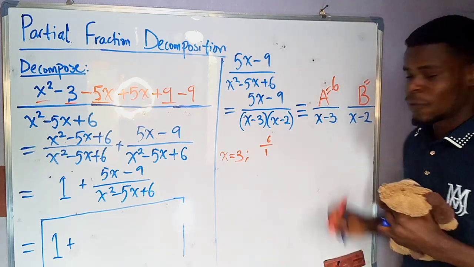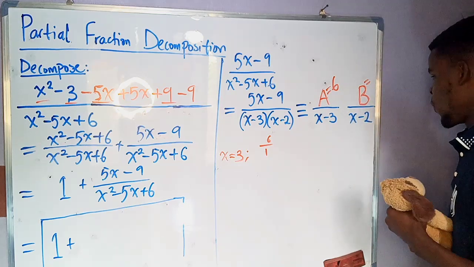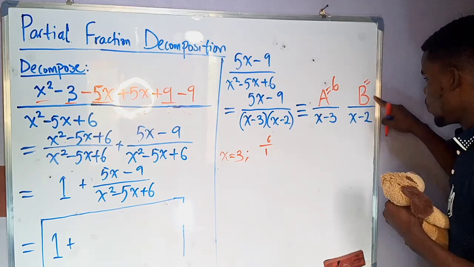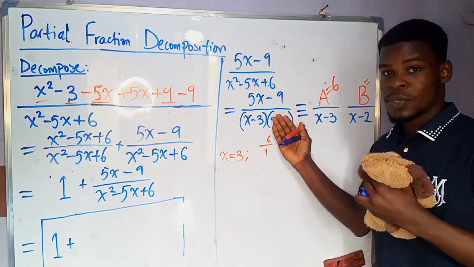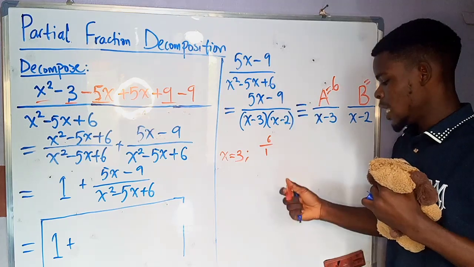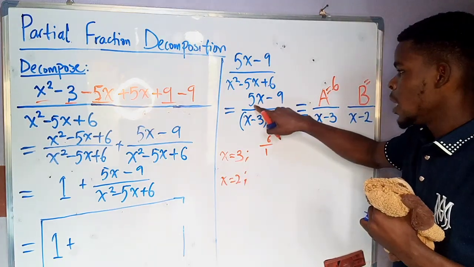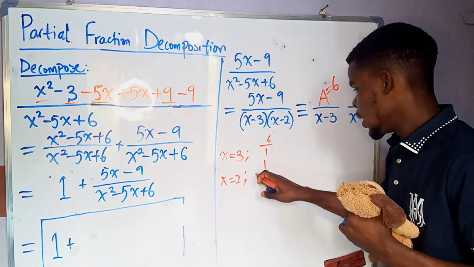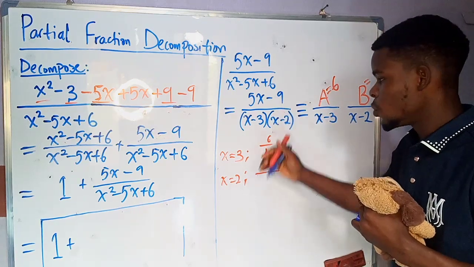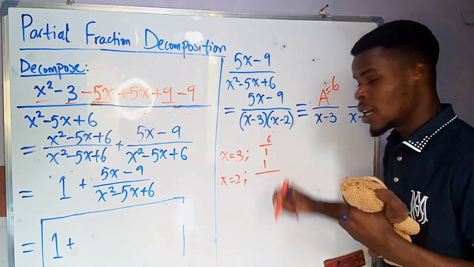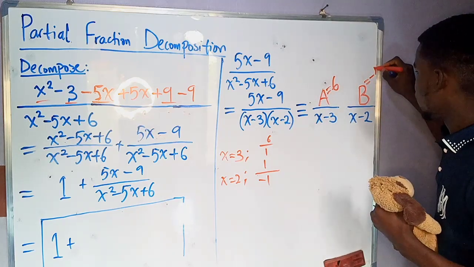Okay, let's do it again for B. What value of x will make the denominator of B equal to 0? If x is equal to 2, it will be 0. So we come over here, look at the factor x minus 2, cover it up, and substitute x equals 2 in the other terms. You're going to have 10 minus 9, which is just 1, divided by, this is x minus 3, so substitute 2 for x. That will be 2 minus 3, which is -1. So the result here will be -1. That is the value of B, right?